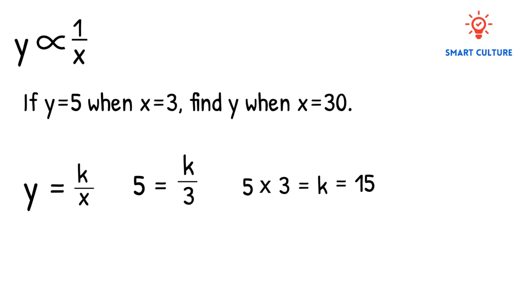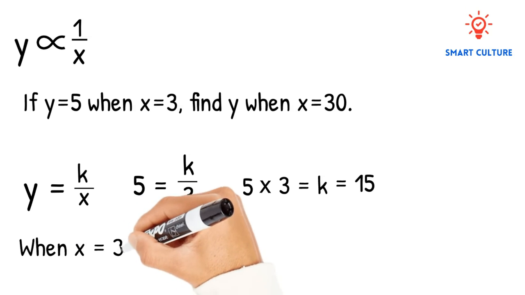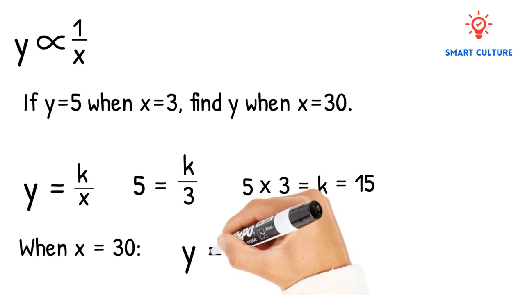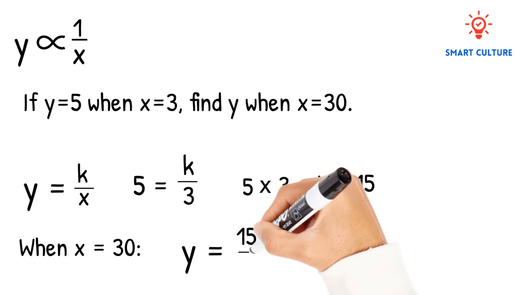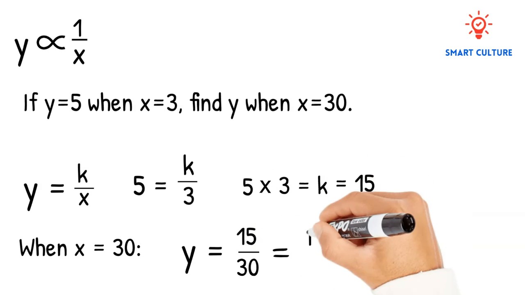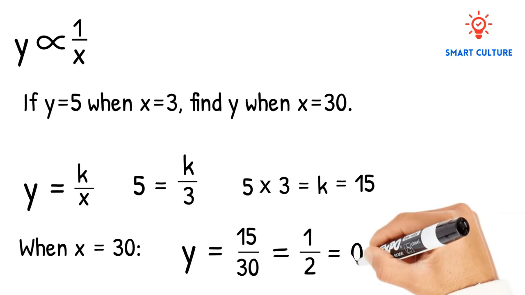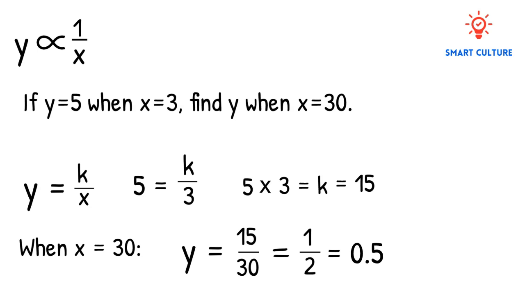So what will be the value of y when x is equal to 30? Again, we use this formula, y is equal to k over x. Now we know that k is equal to 15, and the information is given that x is equal to 30. So then we have y is equal to 15 over 30. And this equals 1 over 2, or 0.5. So y is then equal to 0.5.